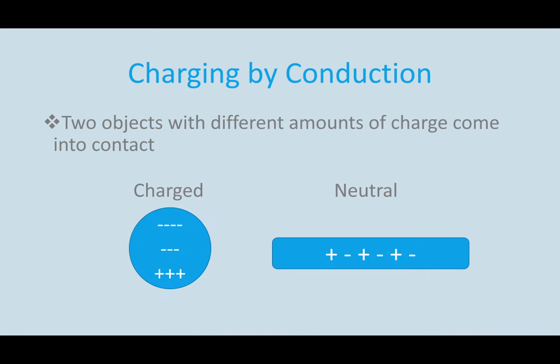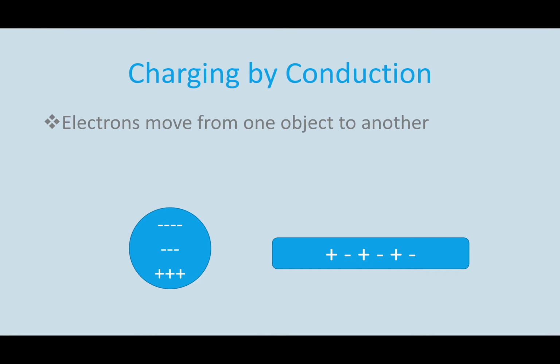So right now we have one charged object and one neutral object, and when we charge by conduction, we're going to make these two objects touch and we're going to charge the neutral object. When we do that, basically what is happening is the electrons move from one object to another. So again, when they come into contact, the electrons are going to move from one object to another.